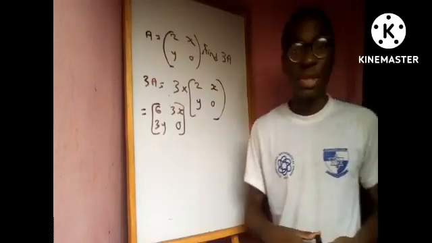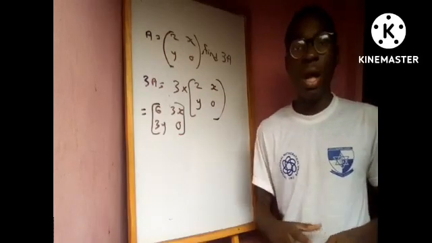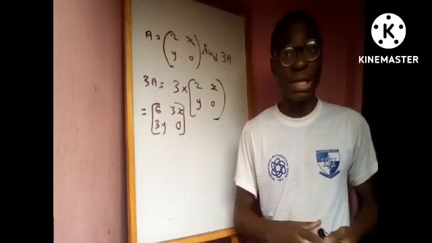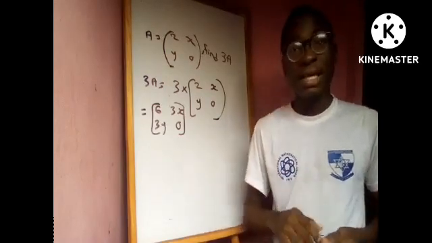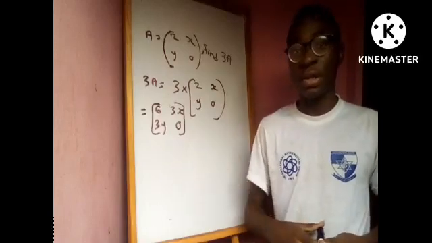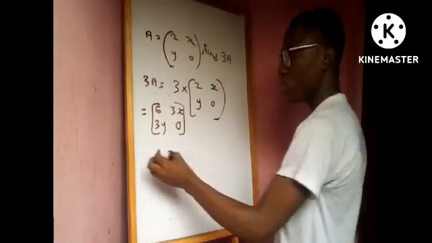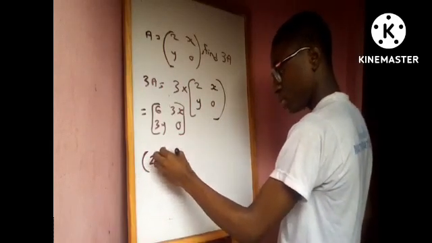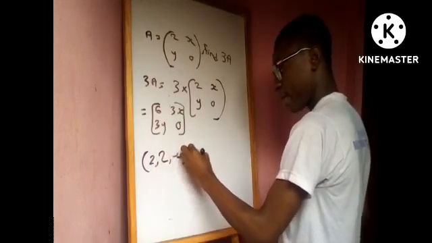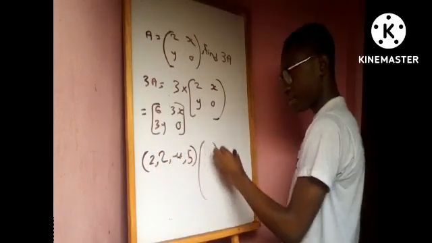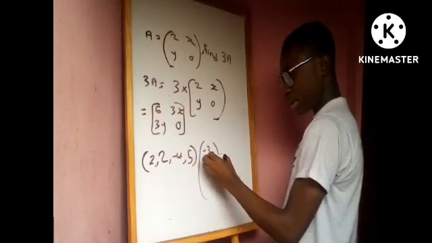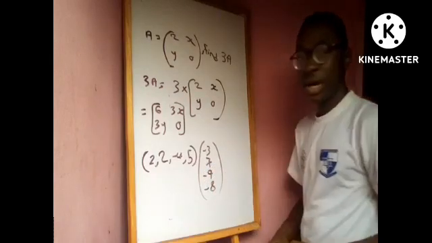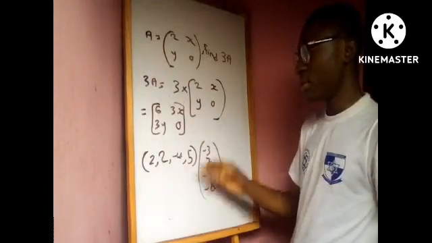Now matrix multiplication is very similar to scalar multiplication, but there's a little bit of procedure involved. When we're talking about matrix multiplication, we have to ensure that the number of columns in the first matrix is equal to the number of rows in the second matrix. For example, if you are multiplying this matrix 2, minus 4 and 5, with a second matrix minus 3, 7, minus 9 and minus 8, you have to make sure that the number of columns in this matrix is equal to the number of rows in this matrix.